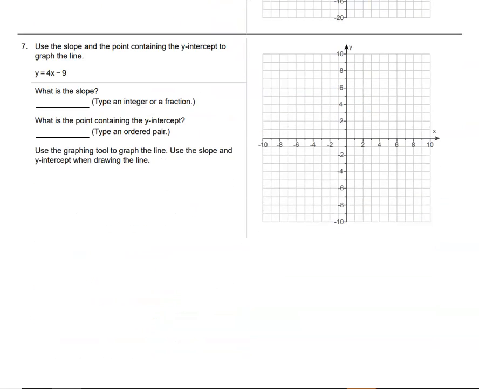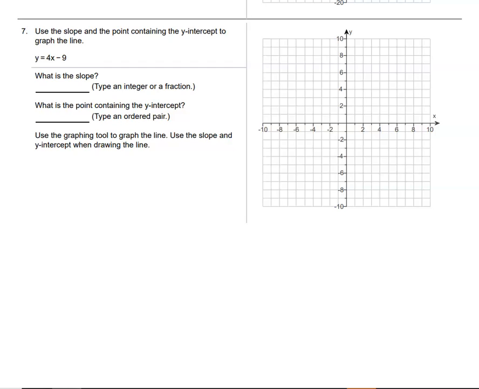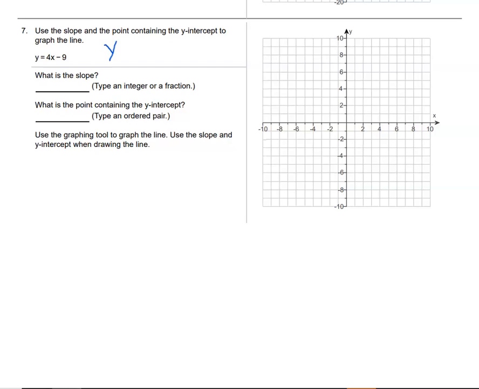Number 7 says use the slope and the point containing the y-intercept, y equals 4x minus 9. So again, we've got our y equals mx plus b. M is 4 here. B is -9. And they want us to write that as a y-intercept, so we put a 0 in front of it. When we graph it, you always want to do your y-intercept first. You want to do your slope second. So we're going to go 0, -9. It's going to be way down here.